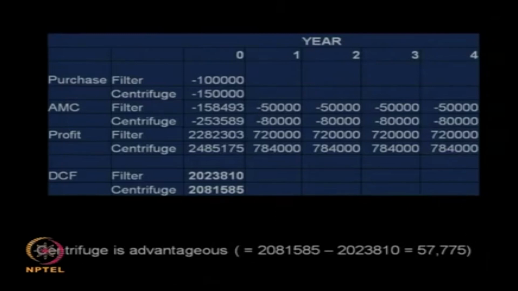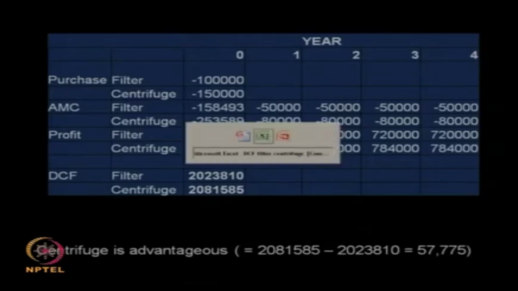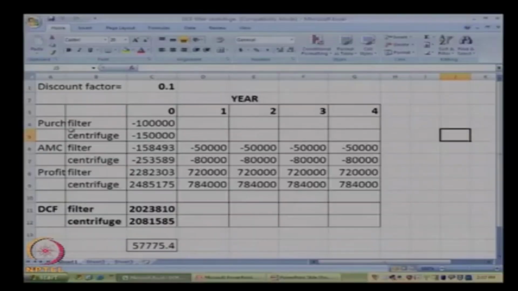I have an Excel of the same thing. Now this is the Excel sheet of the same problem. Same table: the cost of the filter, cost of the centrifuge, then the AMC for the filter, AMC for the centrifuge, profit for the filter, profit for the centrifuge. The total discounted cash flow for the filter is 20 lakhs 23,810, and for the centrifuge it is 20 lakhs 81,585. The difference for the centrifuge is 57,775.